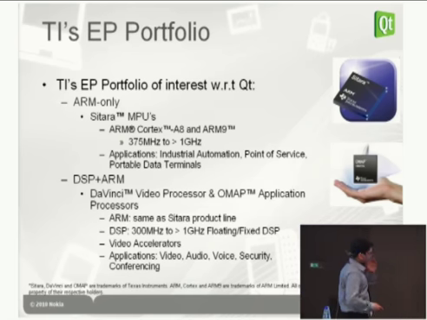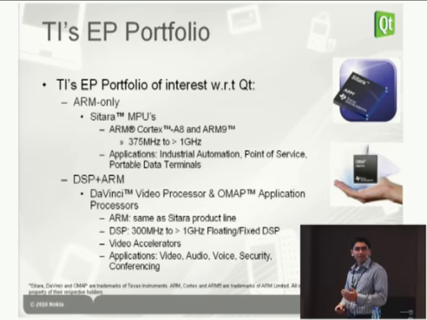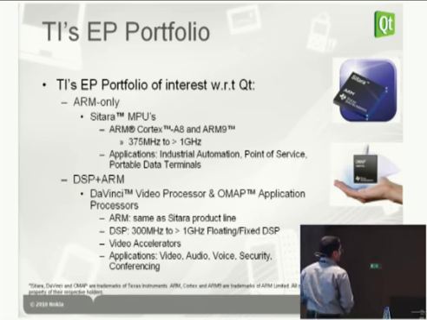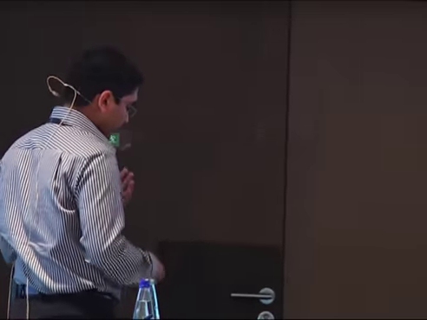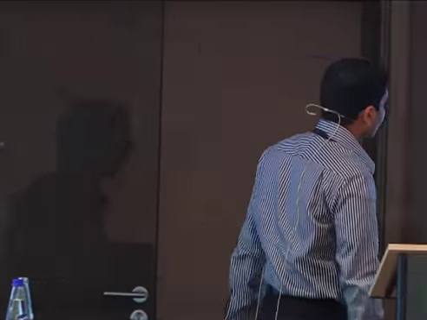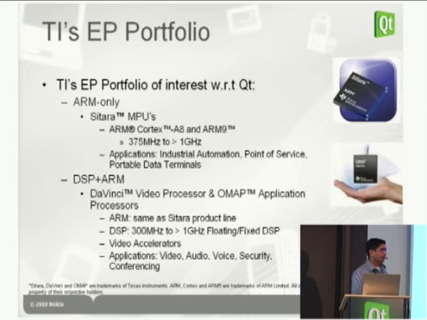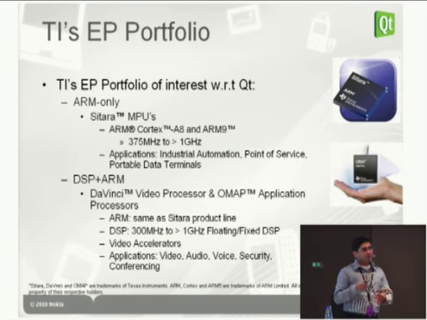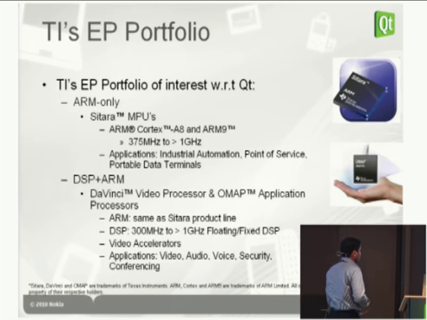With respect to Qt, we can classify the whole embedded platform into two broad categories: one would be ARM and the second would be DSP plus ARM. Sitara is one product line we offer under ARM. It offers ARM9 and Cortex-A8 based architectures ranging from 300 megahertz to 1+ gigahertz. On the DSP side, we have the DaVinci and OMAP product lines. We offer ARM, same as the Sitara portfolio, as well as DSPs, fixed and floating point, and video accelerators, which are programmable and capable of running various video codecs in different resolutions.